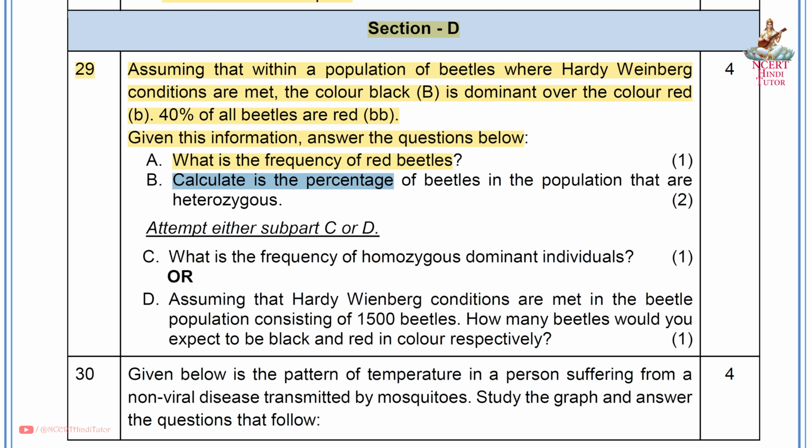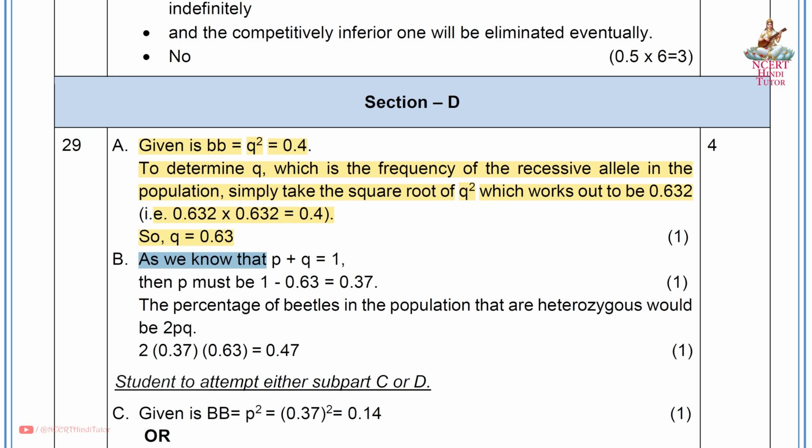B. Calculate the percentage of beetles in the population that are heterozygous. Answer. As we know that P plus Q is equals to 1, then P must be 1 minus 0.63 is equals to 0.37. The percentage of beetles in the population that are heterozygous would be 2PQ. So 2 multiplied by 0.37 multiplied by 0.63 is equals to 0.47.